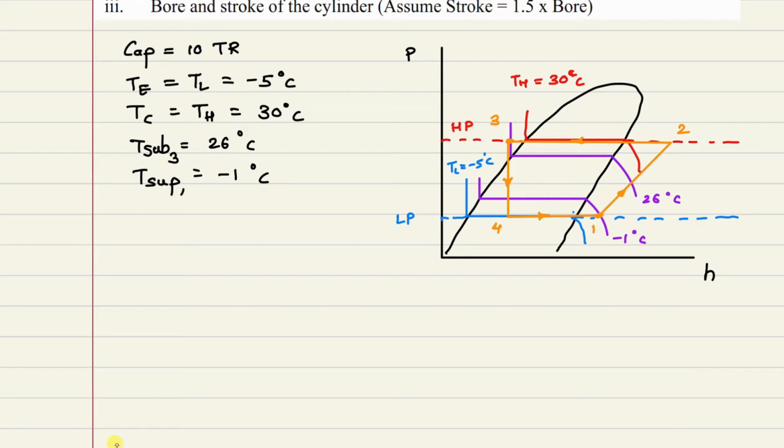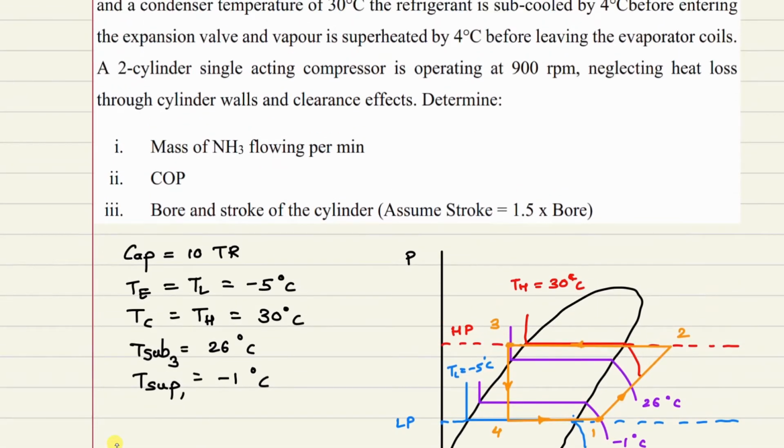Now we'll see the data again. A 2-cylinder single acting compressor, so C is equal to 2. Single acting compressor, N is given as 900 rpm. Neglecting heat loss through cylinder walls and clearance effect, determine the mass of ammonia flowing per minute. So we have to calculate the mass flow rate of refrigerant. First we will calculate it in kg per second and then convert to kg per minute.